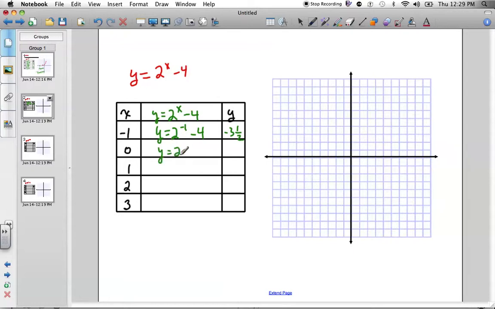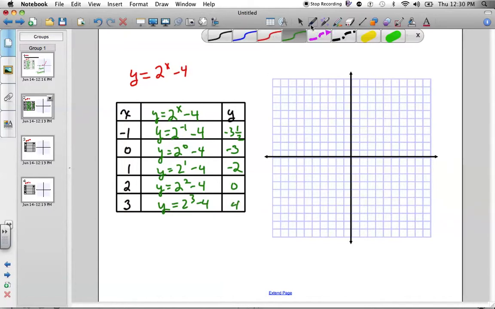When you put in 0, 2 to the 0 power minus 4, get -3. When you put in 1, a value there of -2. When you put in 2, we'll get an output of 0. And when we put in a value of 3, we're going to get an output of 4.